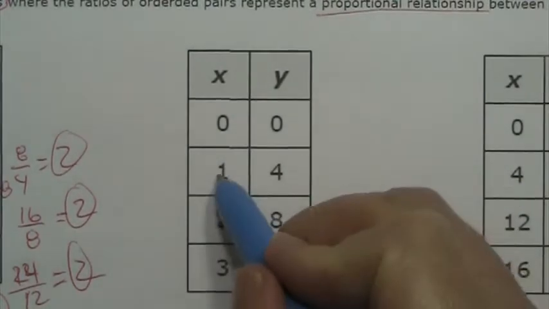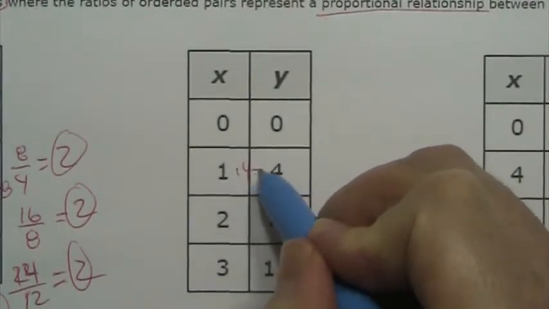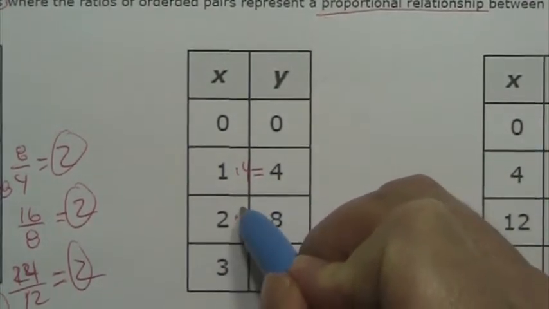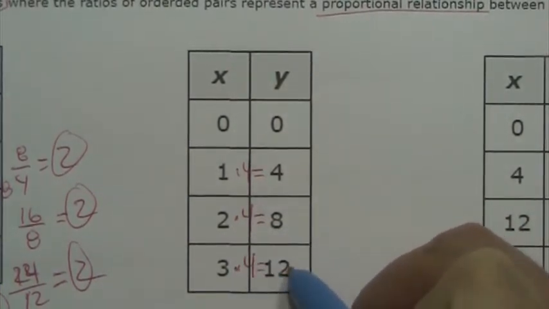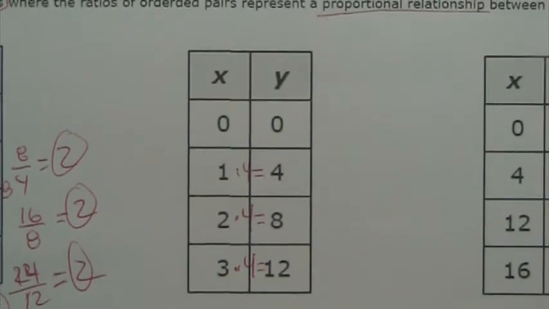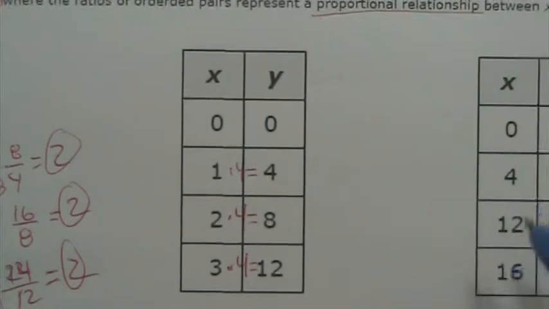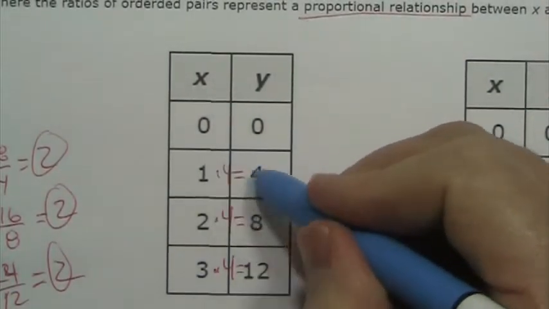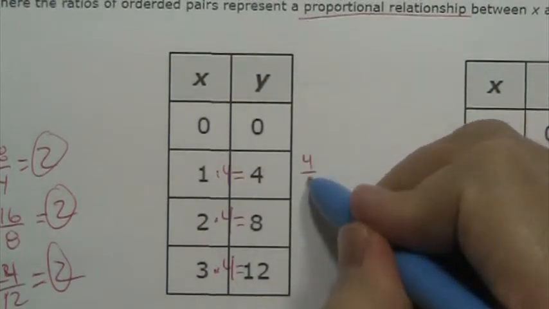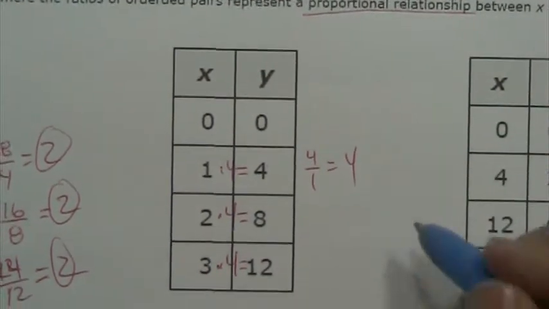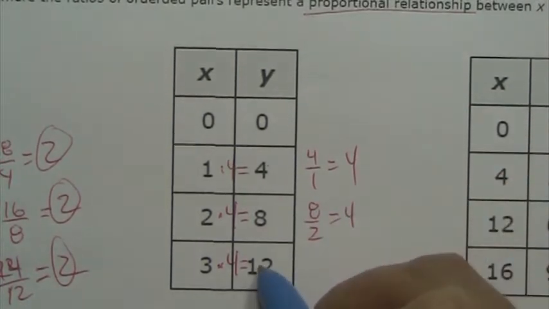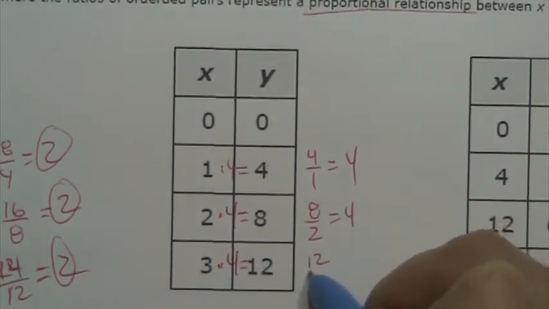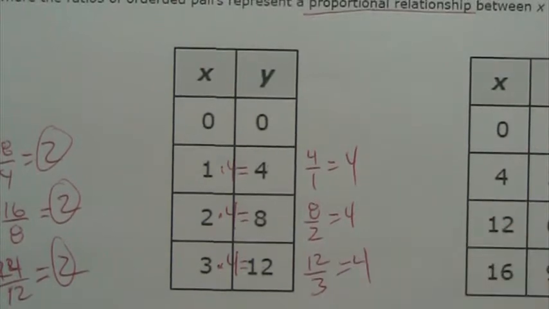I'll try it this way. Let's see. 1 times 4 is 4. 2 times 4 is 8. And 3 times 4 is 12. You know what? It works out. They are proportional. And just to double check, if I take y over x, that's 4. 8 over 2, that's 4. 12 divided by 3, that's 4.